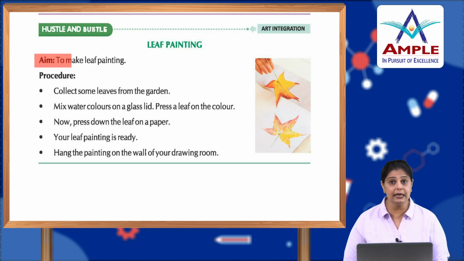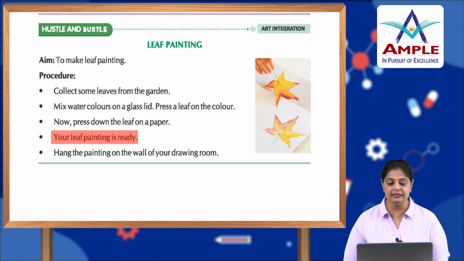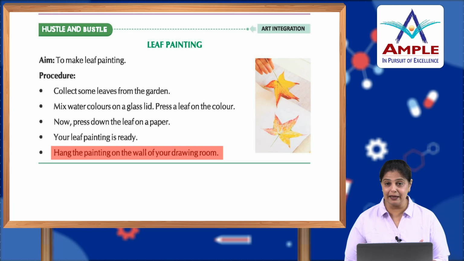So the aim is to make leaf painting. What is the procedure? You have to collect some leaves from the garden, mix watercolor on a glass lid. Press a leaf on the color. Now press down on the leaf, okay, press down the leaf on a paper. Your leaf painting is ready. Hang the painting on the wall of your drawing room. So take leaves, collect them, okay, put paint and then start pressing them on a paper and see how different variety of designs come, and it's such a beautiful painting that you can make.